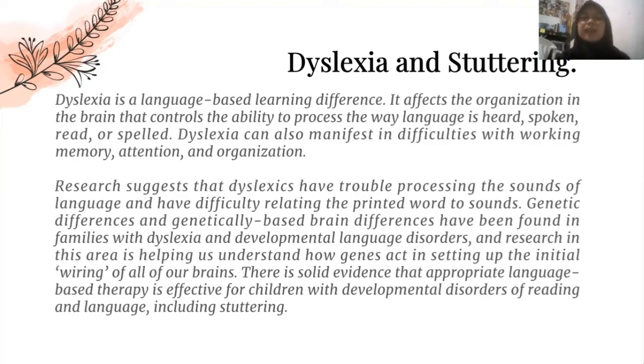Researchers suggest that dyslexics have trouble processing the sounds of language and have difficulty relating the printed word to sounds. Genetic differences and genetically based brain differences have been found in families with dyslexia and developmental language disorders, and research in this area is helping us understand how genes act in setting up the initial wiring of our brains. There is solid evidence that appropriate language-based therapy is effective for children with developmental disorders of reading and language, including stuttering.